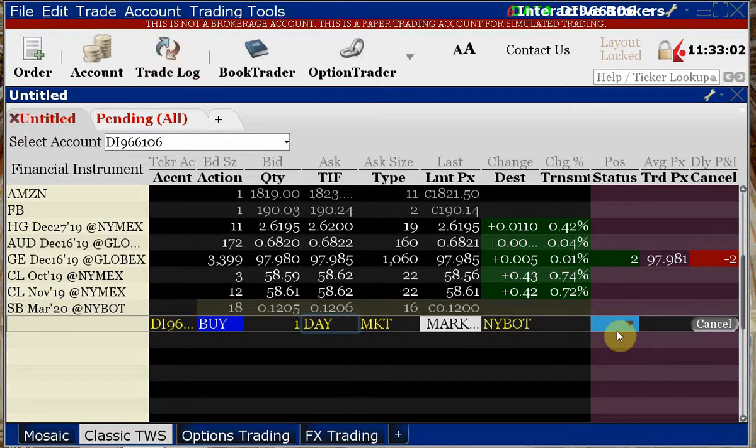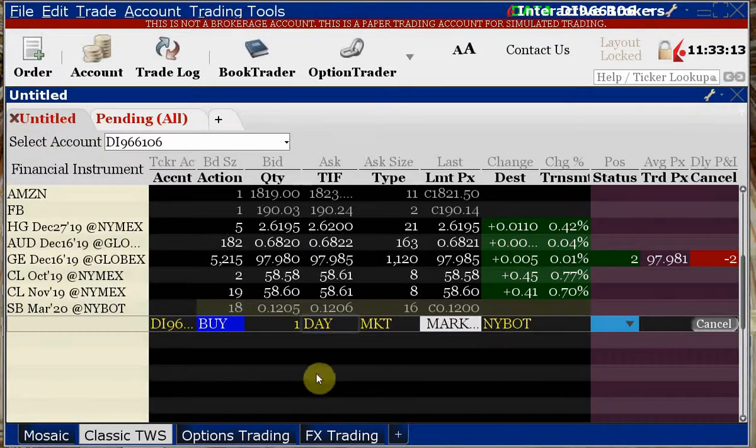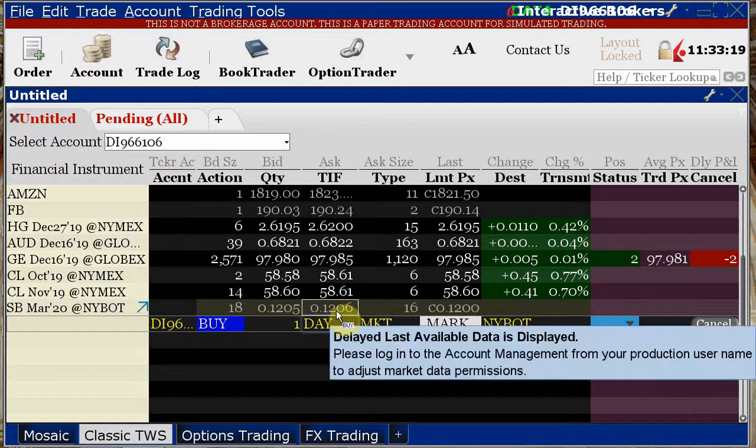It should have given you a message saying, yeah, we only have the euro dollar trade. Okay, so I think we can already see now, if you mouse over, you get that message. Yeah, this is what we want. This is what we don't want to see. We don't want to see the message that delayed last available data is displayed.